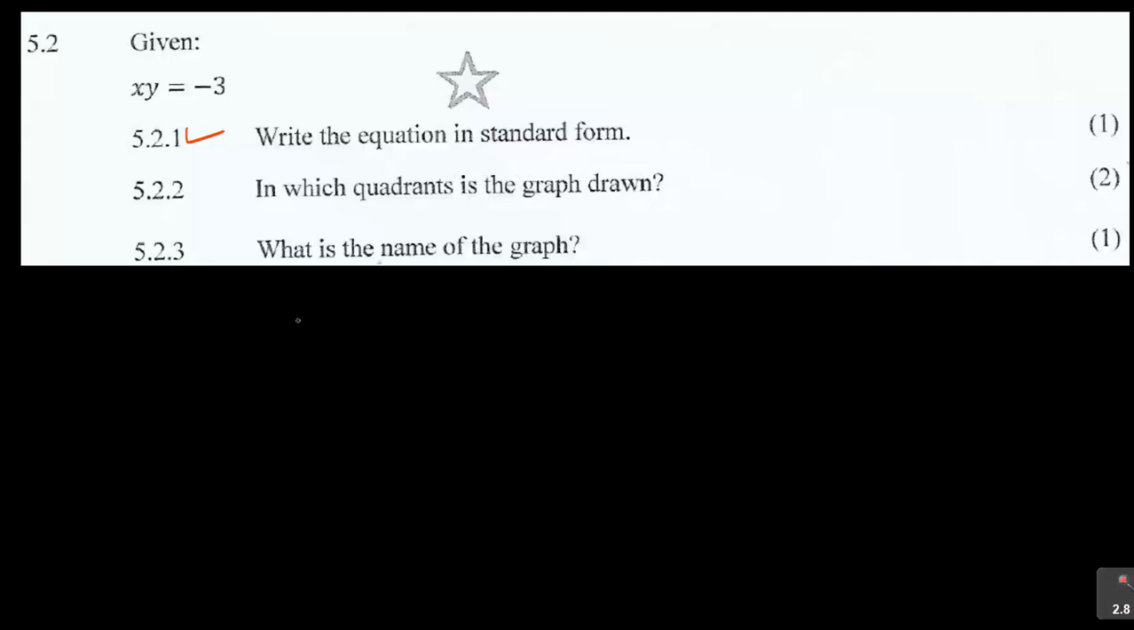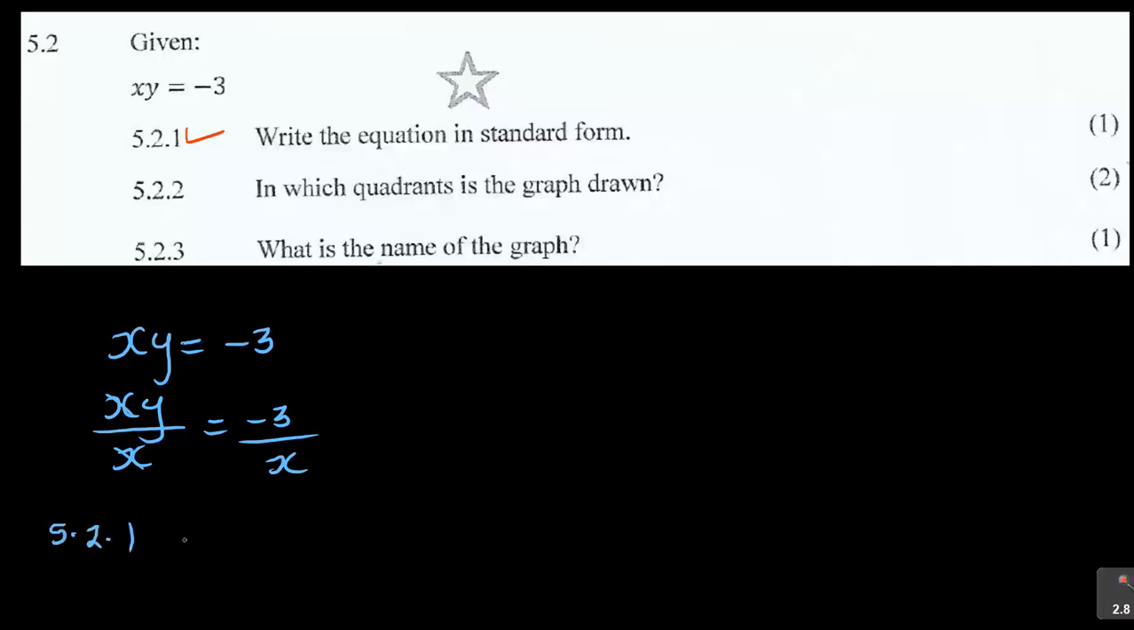Now this is a hyperbola, so if you are given xy is equal to minus 3, you must make y the subject, so you divide by x. xy over x is equal to minus 3 over x. So when they say write this equation in standard form, question 5.2.1, that's the answer you get. After dividing, you have y is equal to minus 3 over x. That's the first question there.